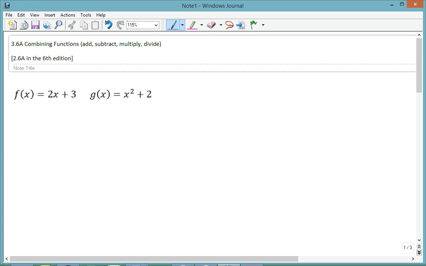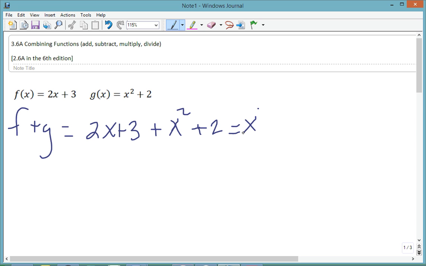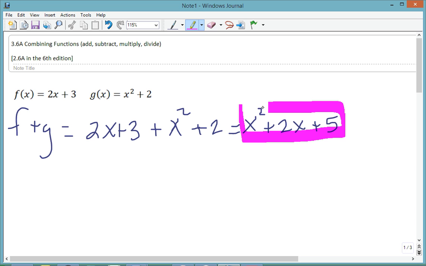So f plus g would be whatever f is, plus whatever g is, and then we simplify. We'd probably write this in standard order as x squared plus 2x plus 5, because we add the 3 and the 2 together. Okay, so this would be our new function.